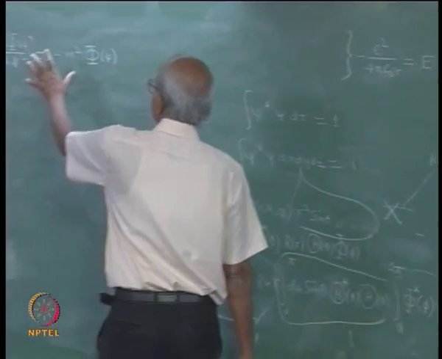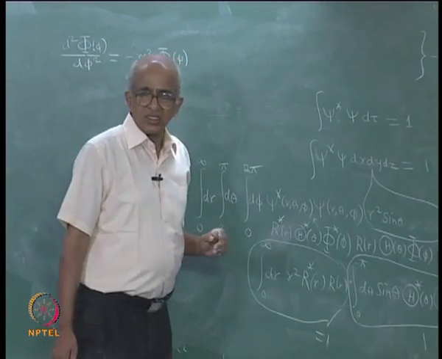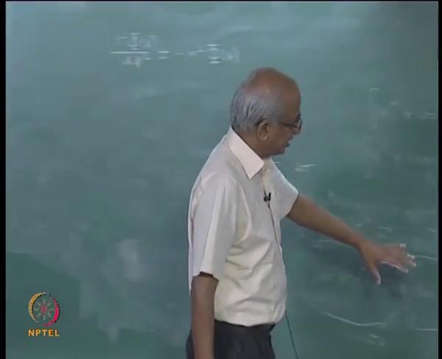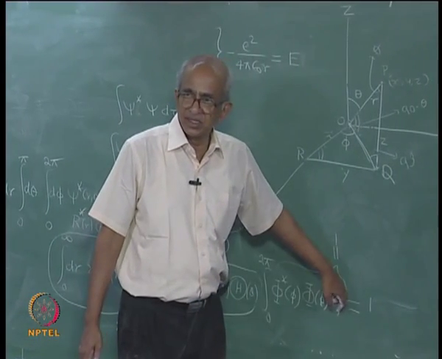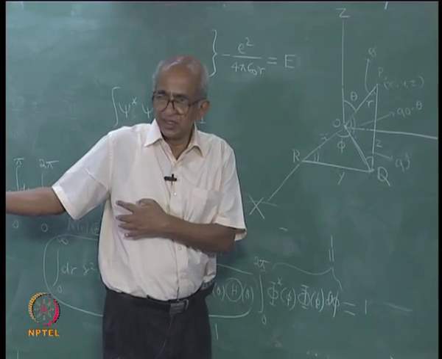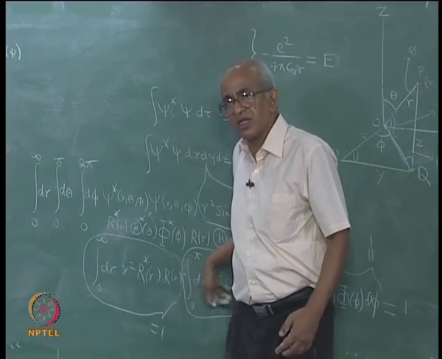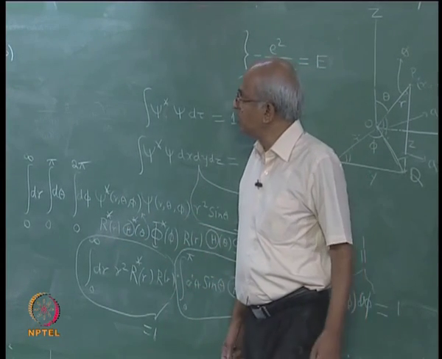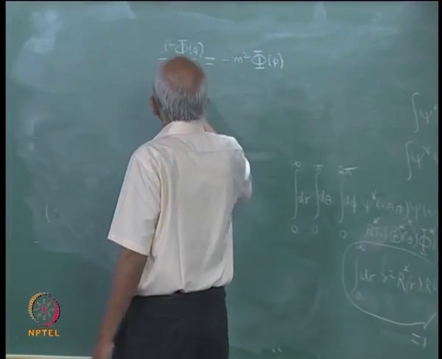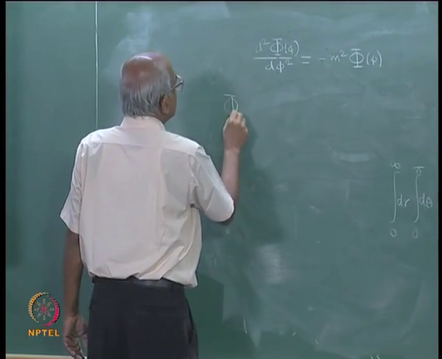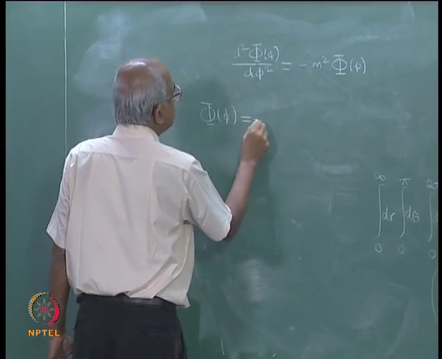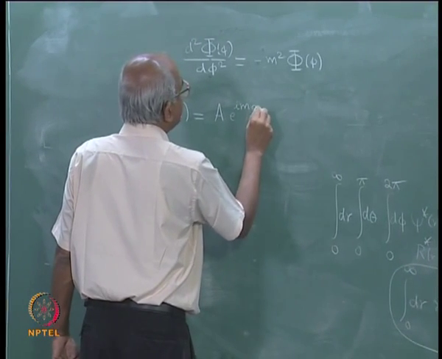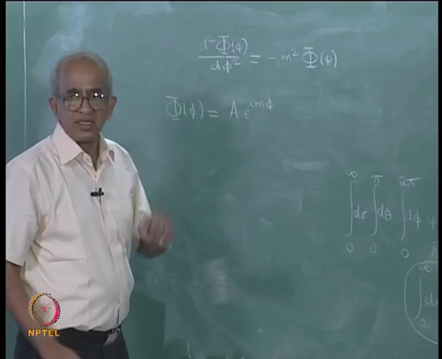So, therefore, this differential equation I am going to solve and adjust in such a fashion that the normalization condition is satisfied as far as that part is concerned. Similarly, when I have capital theta, I will have to normalize that, and similarly capital R also has to be normalized. So, what is the solution of this equation is the next question. Answer is very simple. Any constant a into e to the power of i m phi satisfies that differential equation.